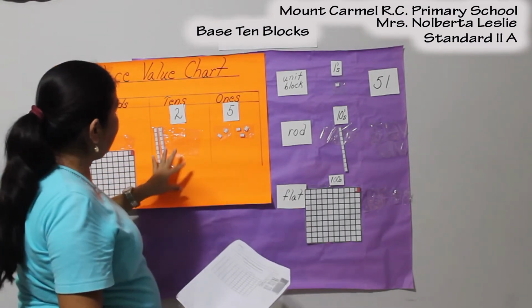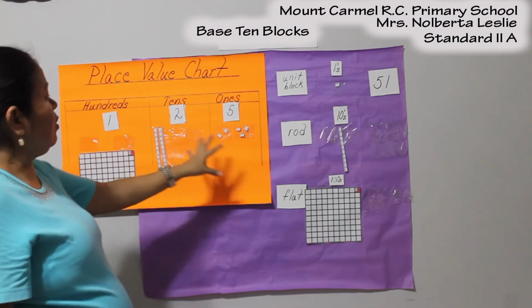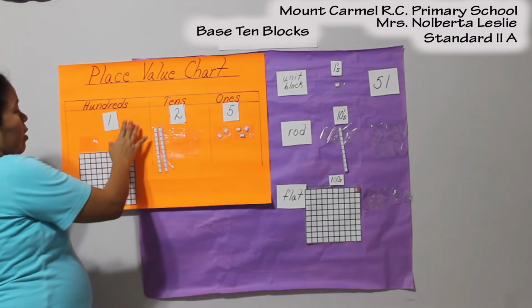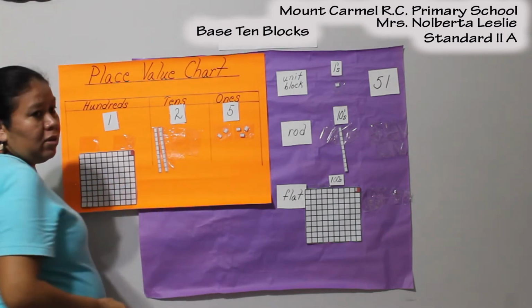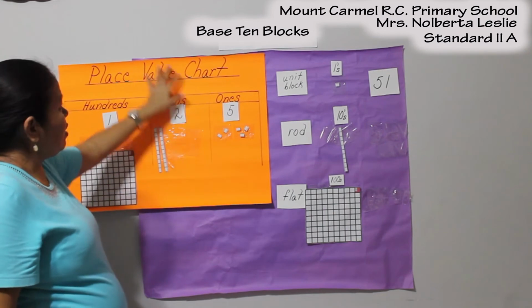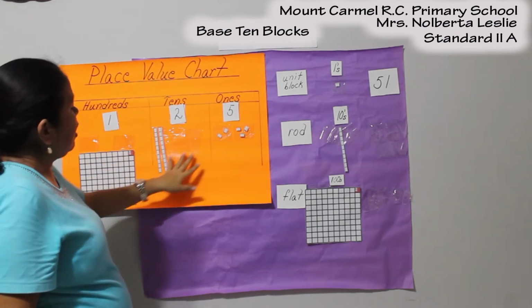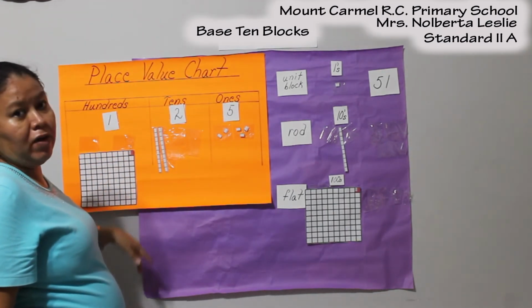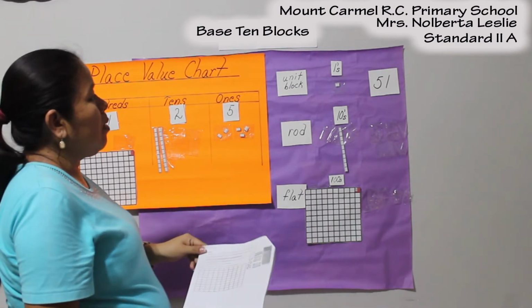And each of them you will be able to use to read different numbers. Maybe you can create your own cards and make numbers like these on your place value chart, and you can represent them underneath your place value chart for the number that you come up with.